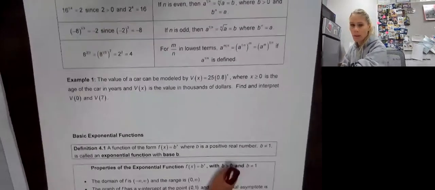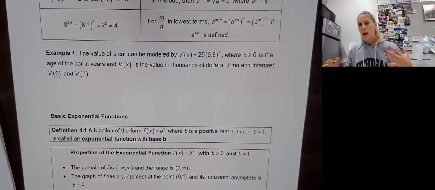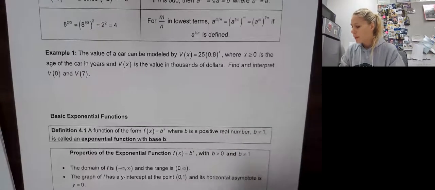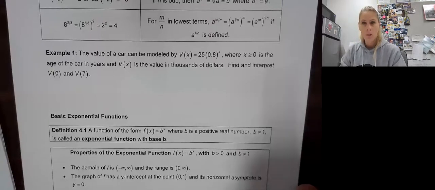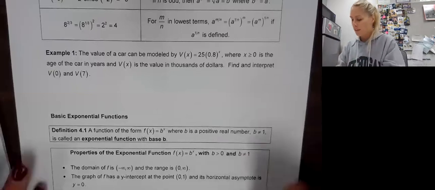Way different, easier to split it up than anything, okay? All right, so let's look at where we can deal with exponential and how it comes about in real life. So the value of a car can be modeled by v of x equals 25 times 0.8 to the x, where x is greater than or equal to 0 is the age of the car in years. So x is the age of the car in years. And v of x is the value in thousands of dollars. Find and interpret v of 0 and v of 7.